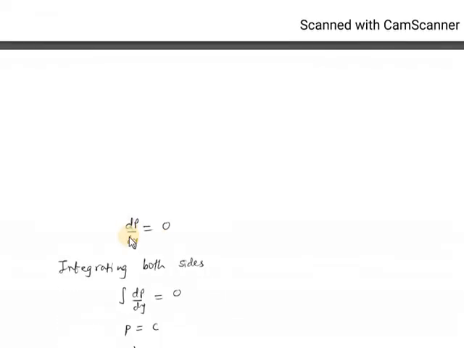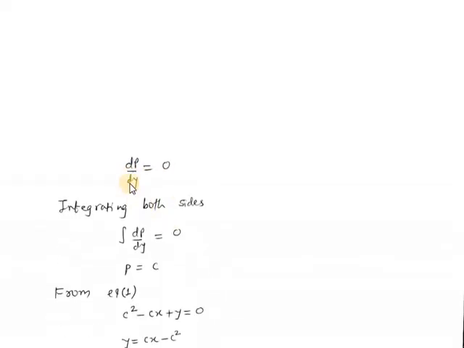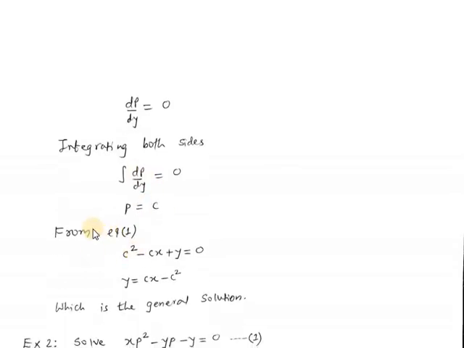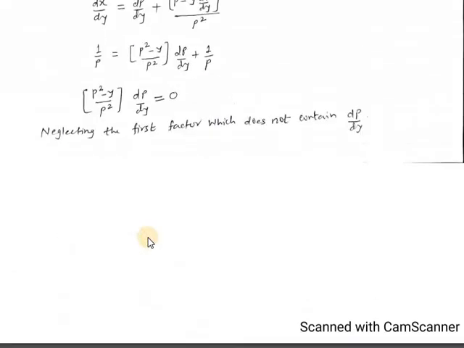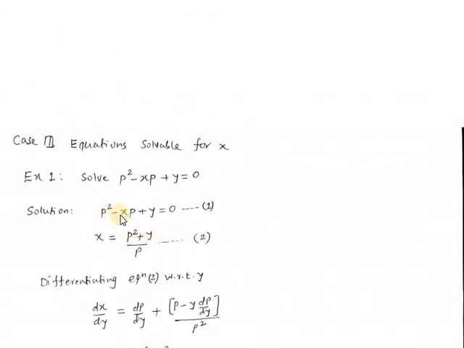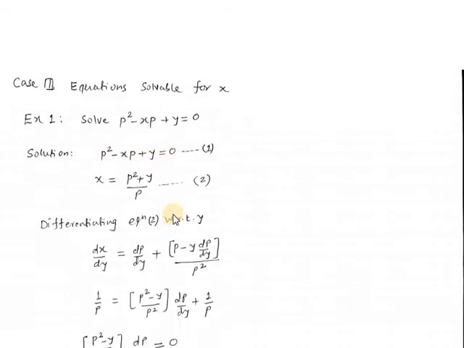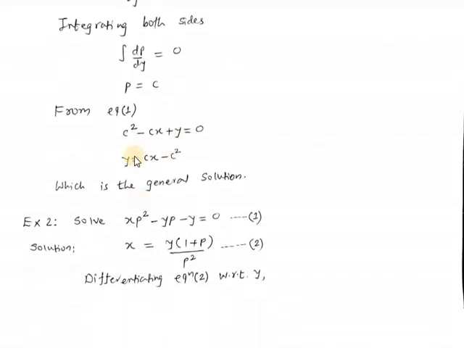Therefore dp by dy is equal to 0. So dp is equal to 0. Now integrating both sides we will get p is equal to c, because integration of 1 dp is p. Okay. Now from equation 1, what is equation 1? It is p square minus xp plus y is equal to 0. So from the first equation we can write c square minus cx plus y is equal to 0, because the value of p is c. Therefore y is equal to cx minus c square, which is the general solution.